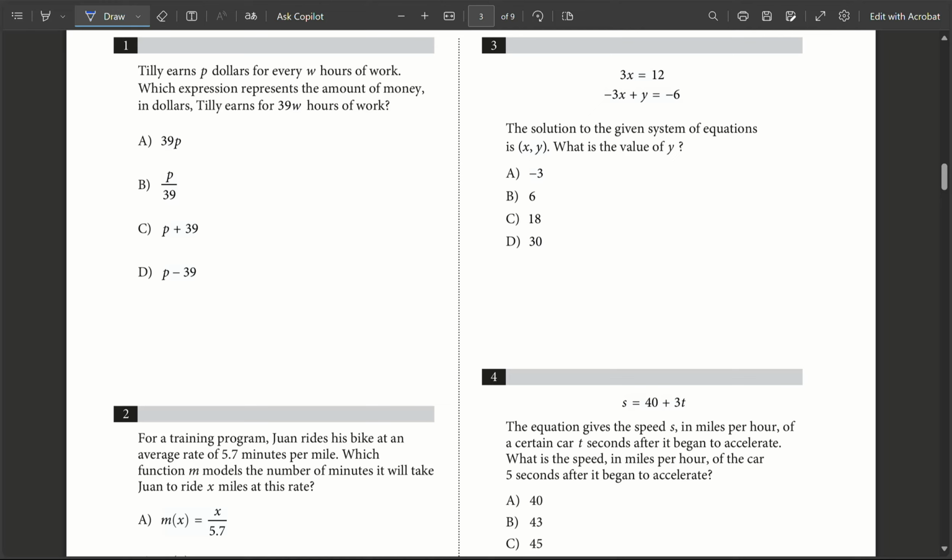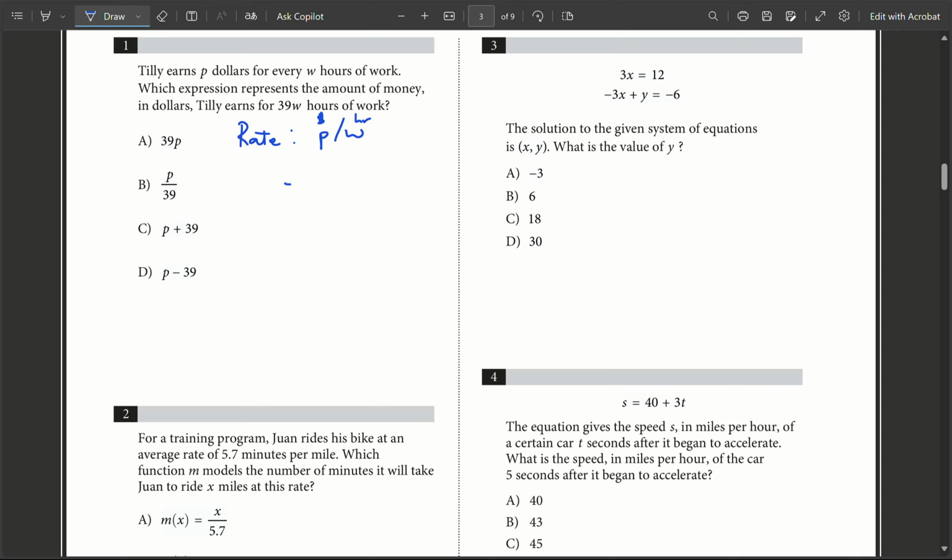Number 1 says, Tilly earns $P pay for every W hours of work. Which expression represents the amount of money in dollars Tilly earns for 39 W hours of work? So her rate is going to be P over W, meaning P, that's the amount of money that she gets for these hours, which is denoted by W. And then we're told that Tilly earns 39 W. We were told to find out how much she's going to earn in 39 W hours of work.